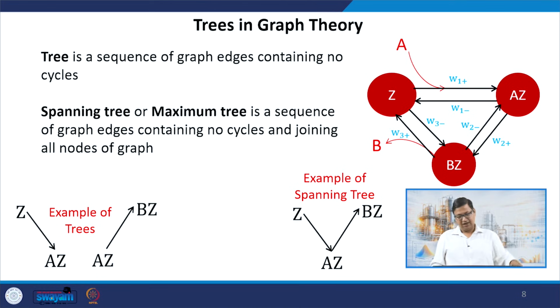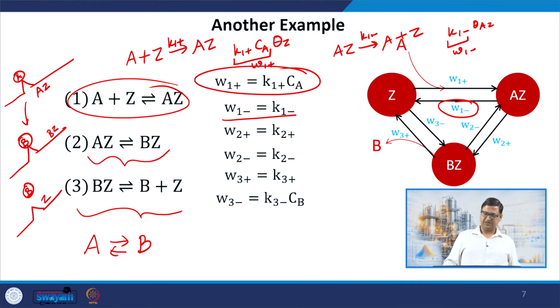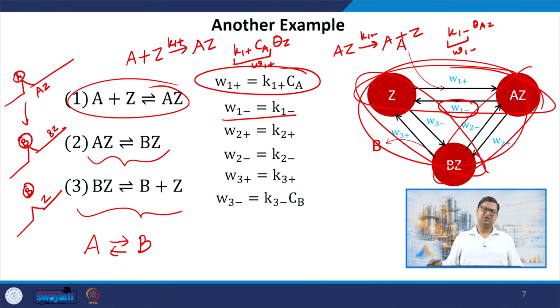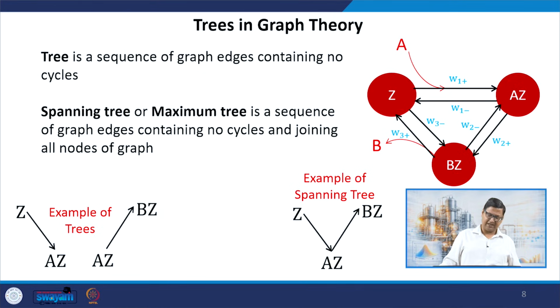Okay. Now, once we have this graph, we can also define something else in graph theory, which is known as a tree. A tree is a sequence of graph edges which contains no cycles. As you can see here, in this case, we are forming cycles. Z and AZ itself forms a cyclical net of order 2, and the same is true for AZ, BZ, and for Z and BZ, and in fact, the entire graph also forms a cycle. But I can draw subgraphs of this graph which do not contain cycles.